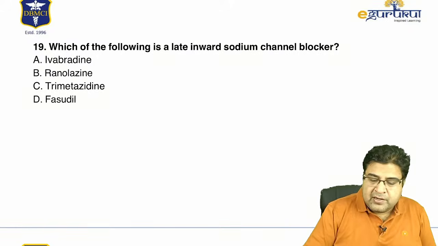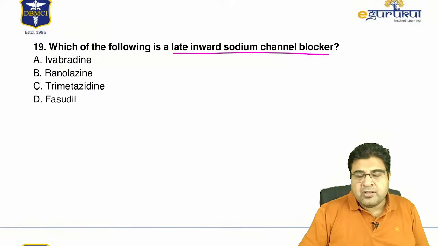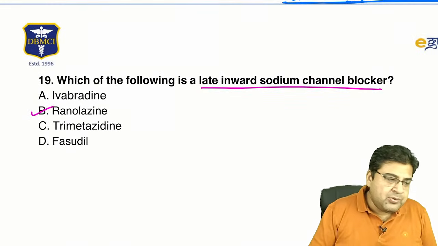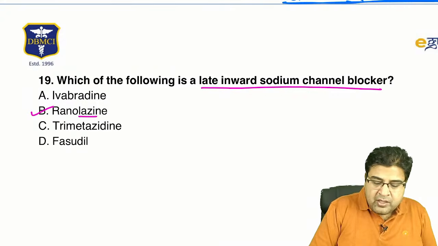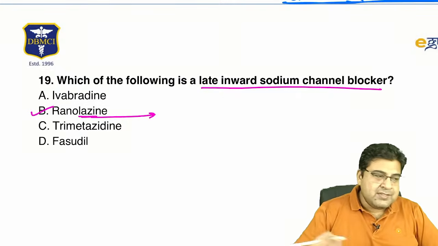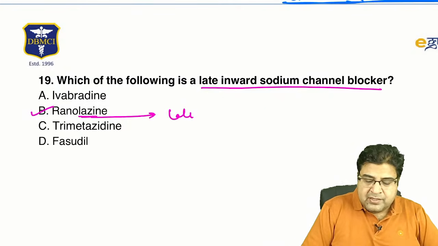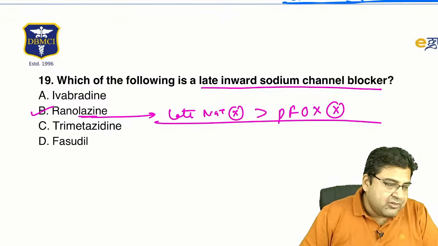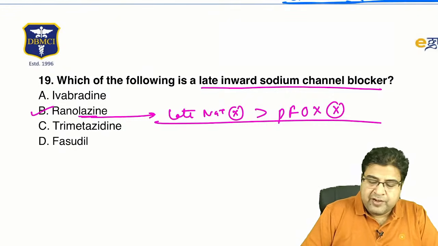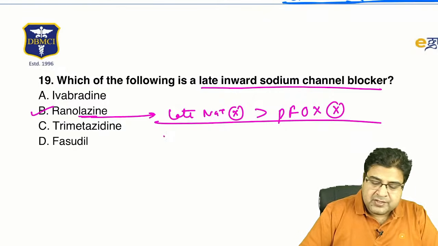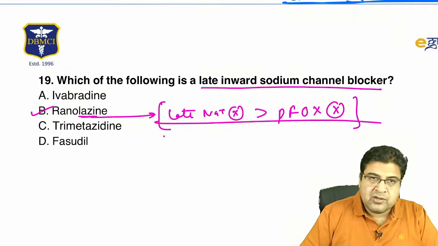Question 19, which is a late inward sodium channel blocker? So guys, please remember the answer is ranolazine. We have discussed so many mnemonics during our lecture, and we made this mnemonic: Lazy people are always late. Lazy fox is late. So ranolazine is an inhibitor of the late sodium current, as well as an inhibitor of partial fatty acid oxidation. So lazy fox is always late.